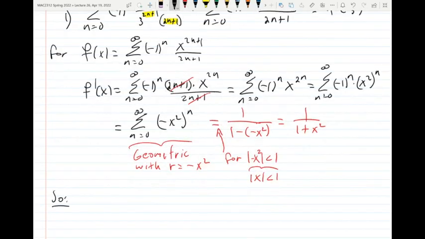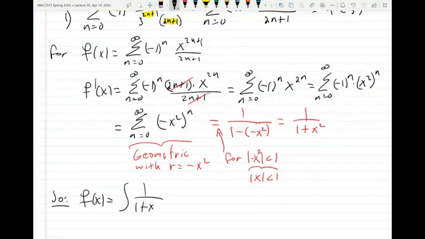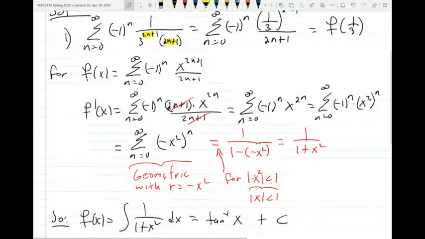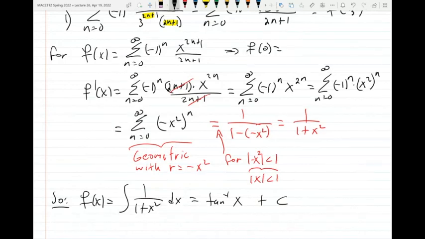So f of x happens to be the integral of 1 over 1 plus x squared. And as you know, this is the inverse tangent, plus c. But then how can we find c easily? Remember, plugging in the center always helps. So what do we know about f of 0? These are f of x. So what's f of 0?